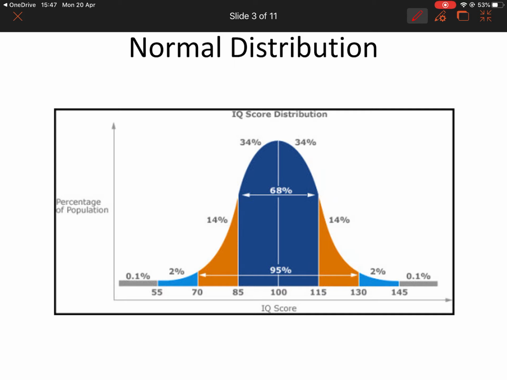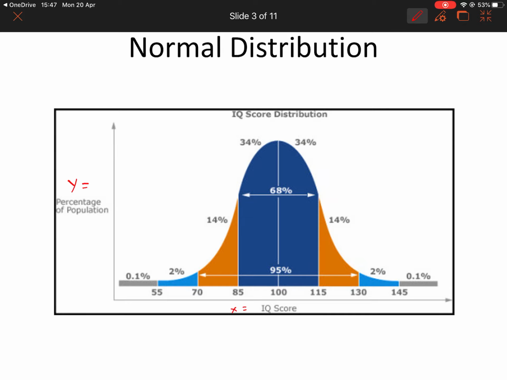So if we just have a look at our axes for a moment, we can see on our x-axis here, we've got the IQ score, ranging here from below 55 all the way up to 145. When we look at the y-axis, we can see that this denotes frequency. So in this case, the percentage of population. So frequency is how often a score occurs.